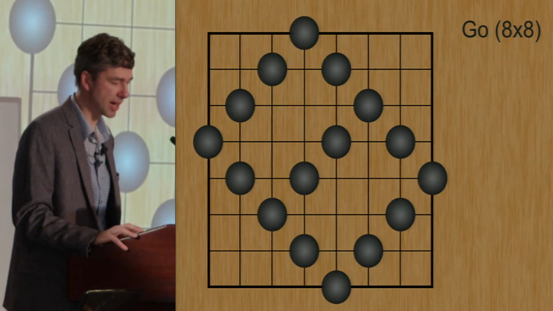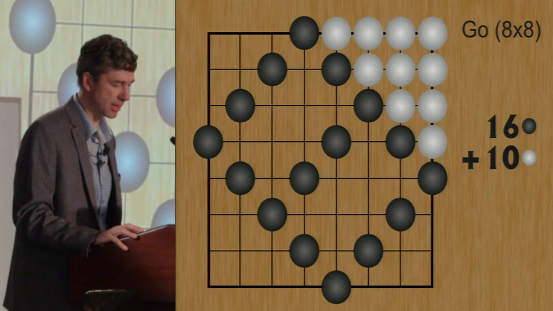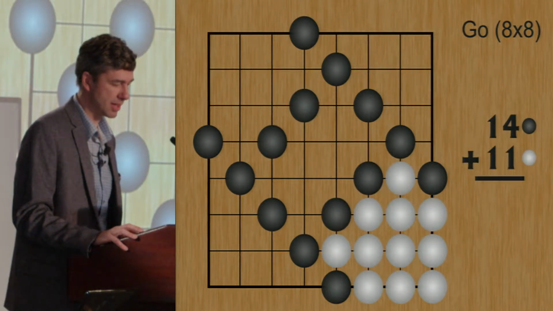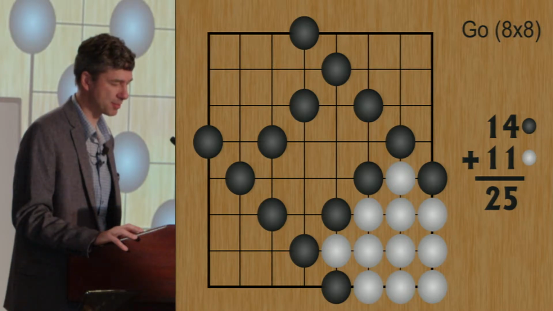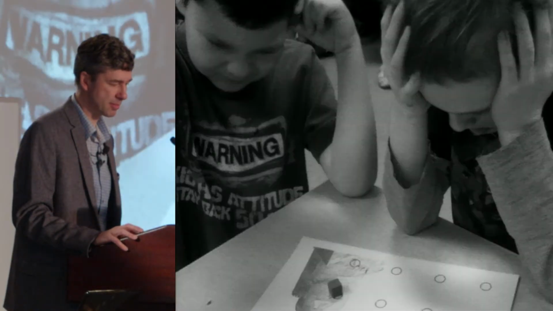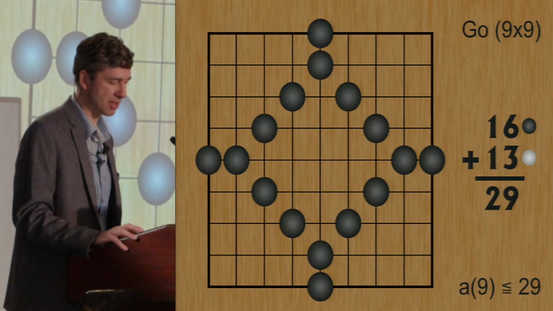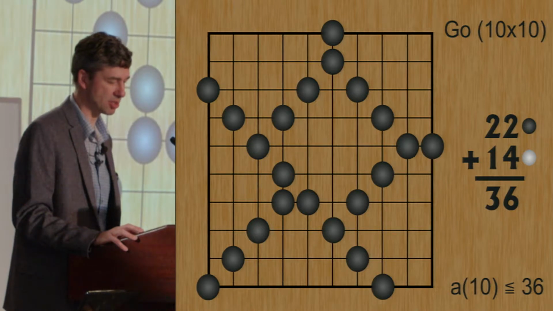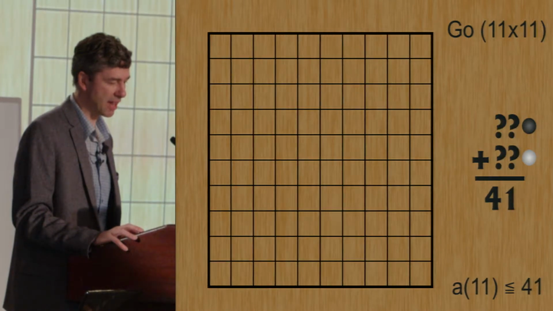28 is too high. Here is one where they can get down to 26. And you can do even better than this. You can do this, which is 25. That's as good as I could do on the 8x8. So A8 is less than or equal to 25. A9 is less than or equal to 29. A10 is less than or equal to 36. And I have found, but I am not going to divulge, my optimal solution for 11 by 11.